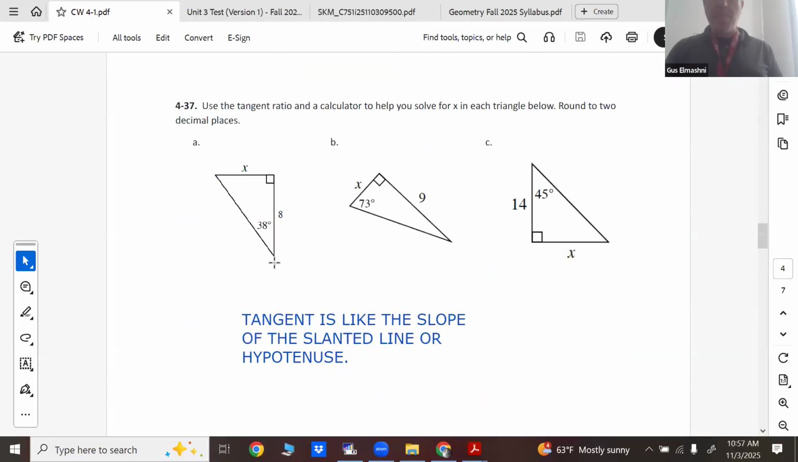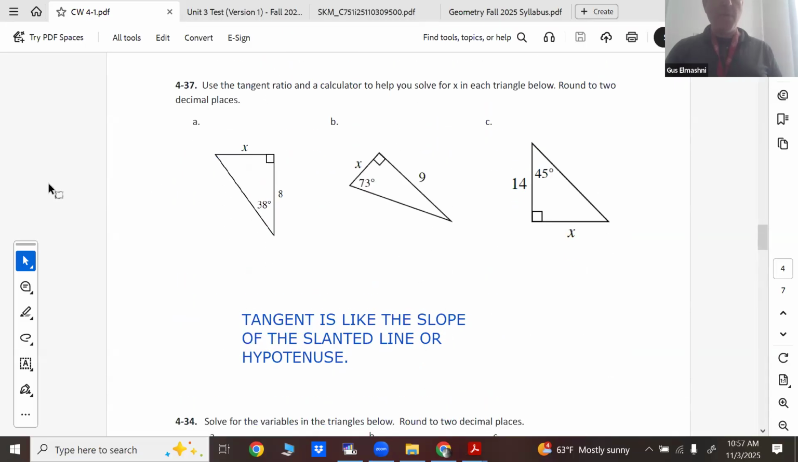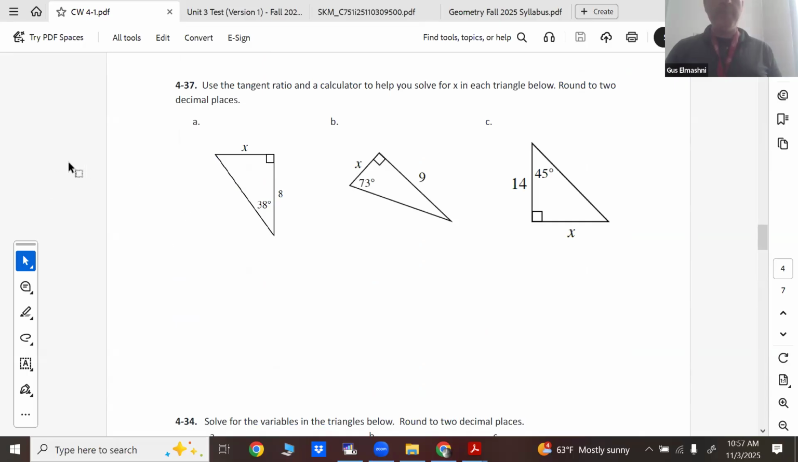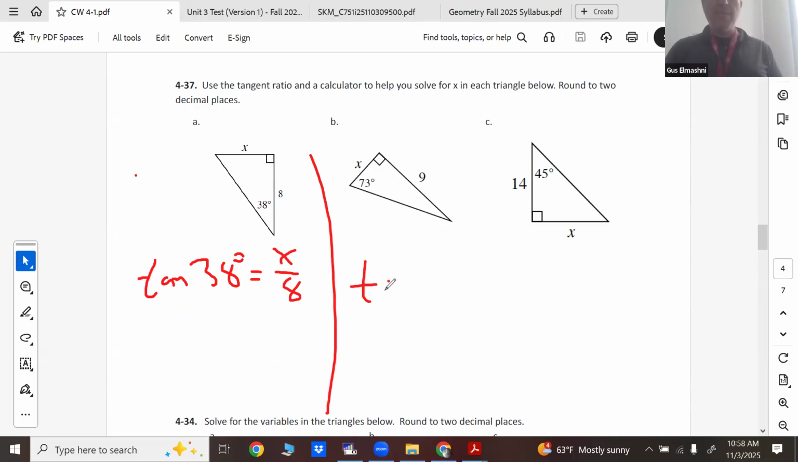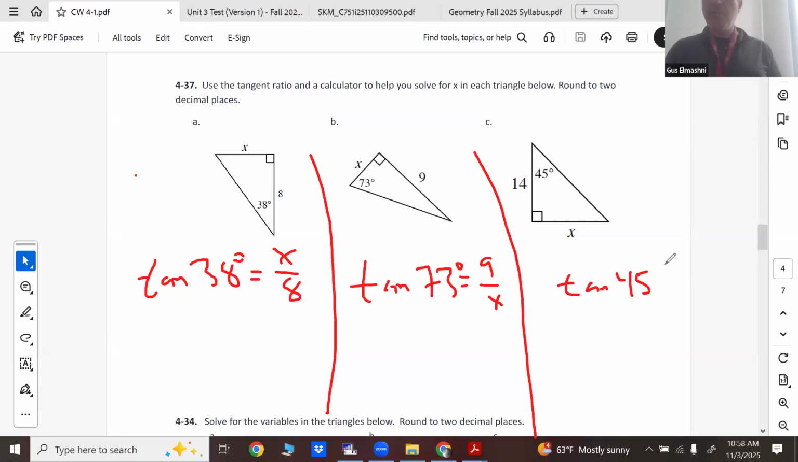Let's do just a couple more here to kind of wrap it up. Let me set these up for you guys at least, and then we'll wrap it up. So here's the deal. Tangent 38 degrees equals x over 8. Tangent 73 degrees equals 9 over x. Tangent 45 degrees equals x over 14.